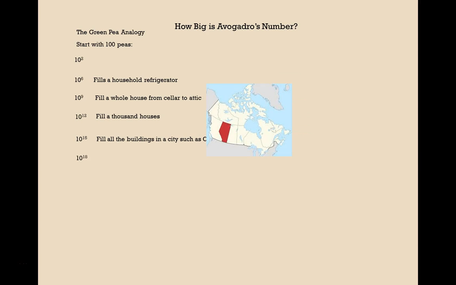Now, for 10 to the 18th, we need a larger measure. Let's look at the province of Alberta. Now, let's suppose that there's a blizzard over Alberta, but instead of snowing snow, it snows peas.